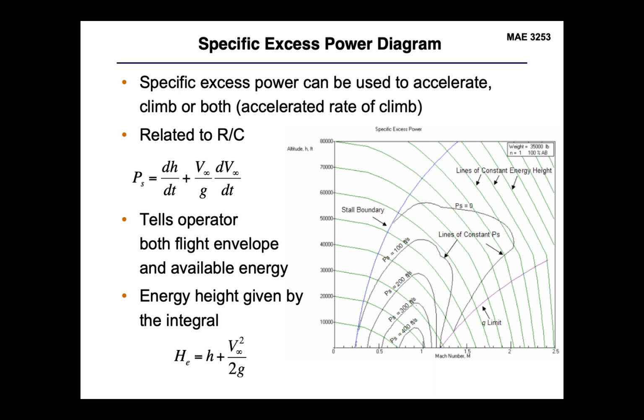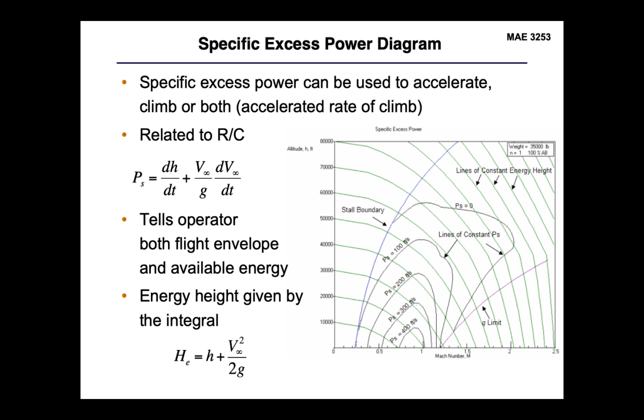You can also accelerate. So now the general form of the excess power equation is P_S equal to the rate of climb of the aircraft, dh/dt, plus also a term related to the acceleration of the aircraft. Remember, we defined the specific excess power in terms of the weight of the aircraft.